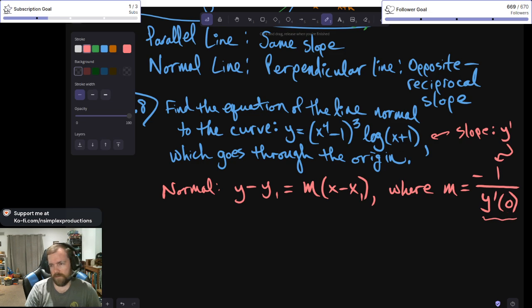Then we end up getting our function here. Y prime is... Right, our y value is 0, but y prime is not necessarily 0. Y prime could be anything. It just has to go through the origin. And again, with the functions that we have here, remember that log is the natural log of x plus 1, or log with base e.